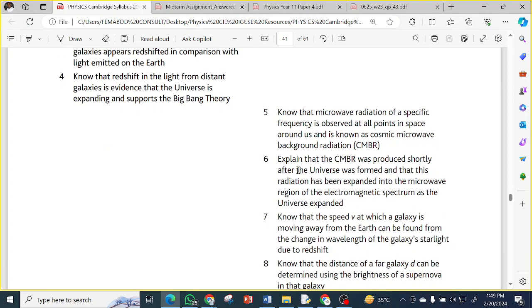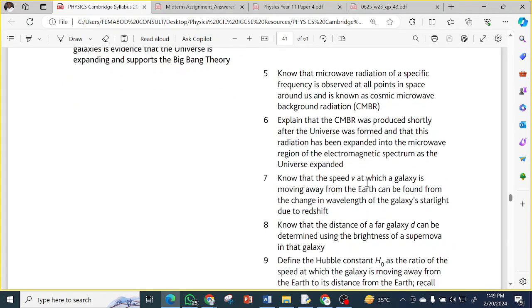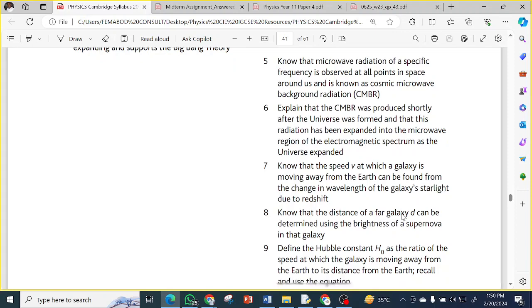So basically now we have mentioned those things. Then another good point that we need to take note of is that the speed at which a galaxy is moving away from the Earth can be found from the change in wavelength of the galaxy's starlight due to redshift. We are still emphasizing the same thing again. You can calculate that speed by knowing the change in wavelength of a galaxy's starlight. We just finished explaining that too.